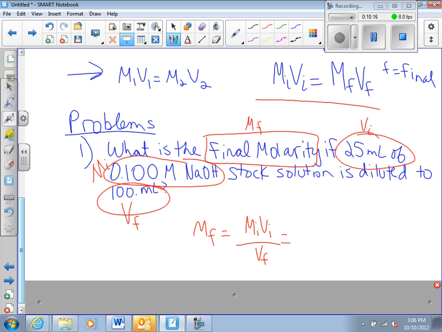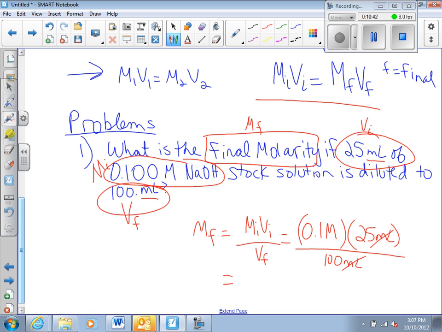Now I'll just plug everything in. Because my volumes are in the same units, I do not need to convert them into liters this time. So I just substitute in my initial molarity, 0.1 molar, initial volume, 25 milliliters, final volume, 100 milliliters. The milliliters cancel, and I get 0.025 molar NaOH. So that would be my final molarity after I dilute down my initial volume by a factor of 4.